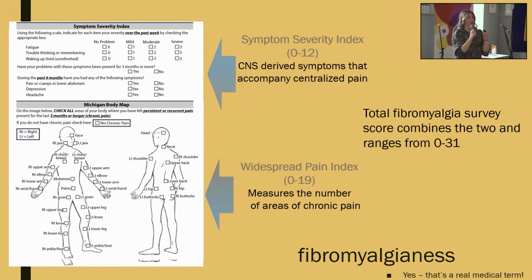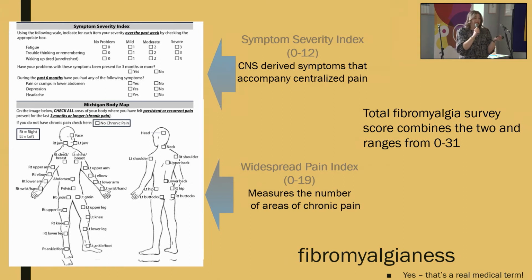But think about it. If a person has a score of 13, compared to a patient with a score of 31, they both meet criteria for fibromyalgia, but they have very different symptomatology, I guarantee it. A person with a higher level of widespread pain and a higher symptom severity index, as you can see at the top, the participant taking this survey would rate their fatigue, their trouble thinking, whether or not they wake up unrefreshed, as mild, moderate, or severe.